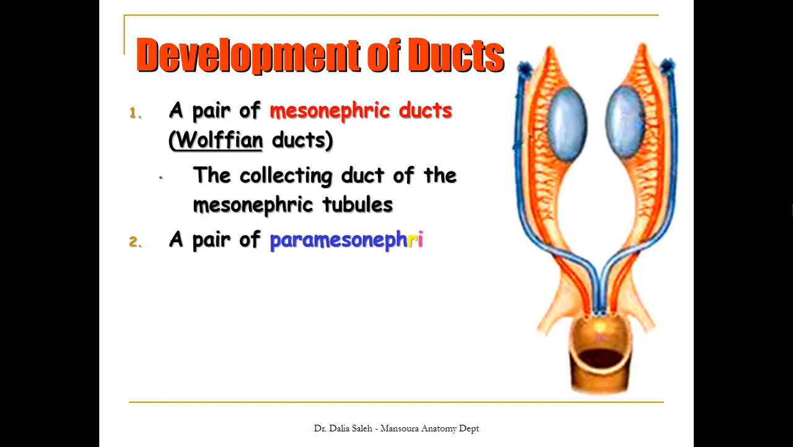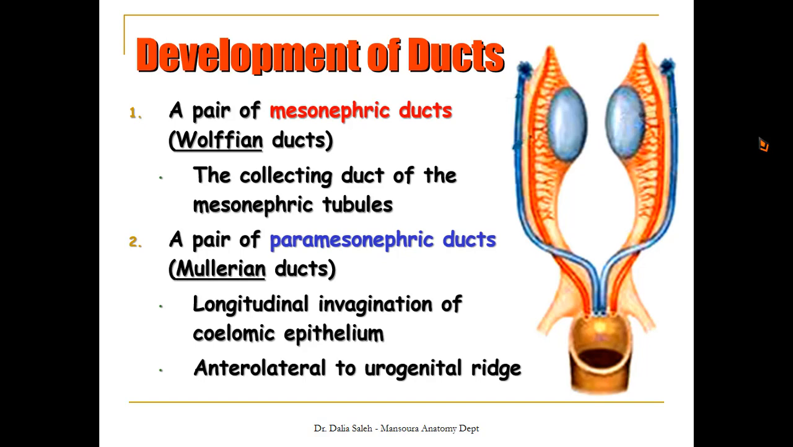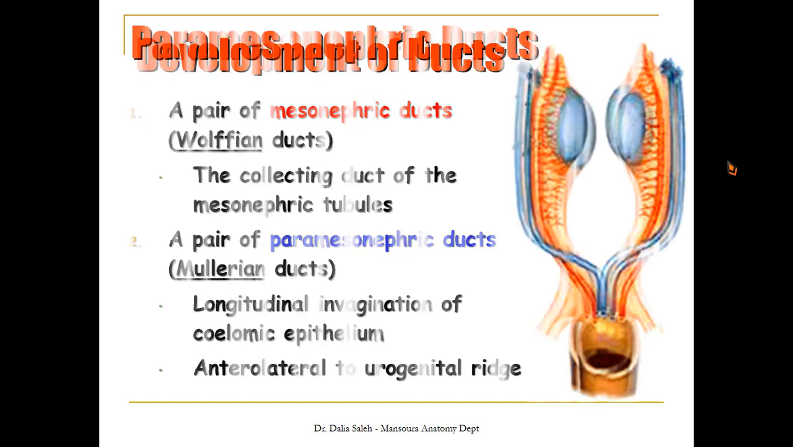And then a pair of paramesonephric ducts or Mullerian ducts appear lateral to the mesonephric ducts. They develop from a longitudinal invagination of the coelomic epithelium, and they lie anterolateral to the urogenital ridge.